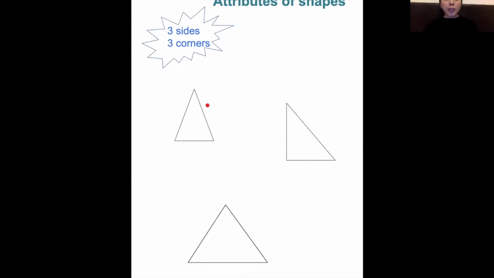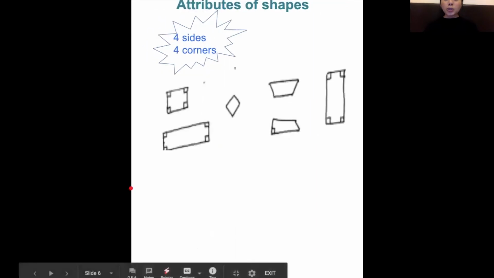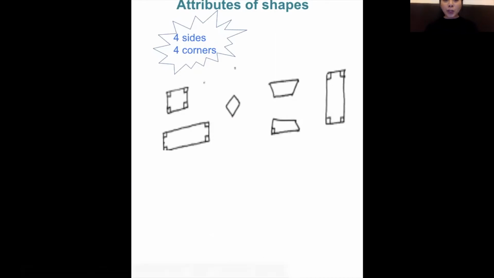So I want you to already notice that in the first few shapes that I made, they all had 3 sides and 3 corners, just like this. And in the next set of shapes that I was able to make, what do you notice about all of these shapes? Yeah, they have 4 sides. What do they also have 4 of? They have 4 corners. So if we look at this first shape, it has 1, 2, 3, 4 sides.